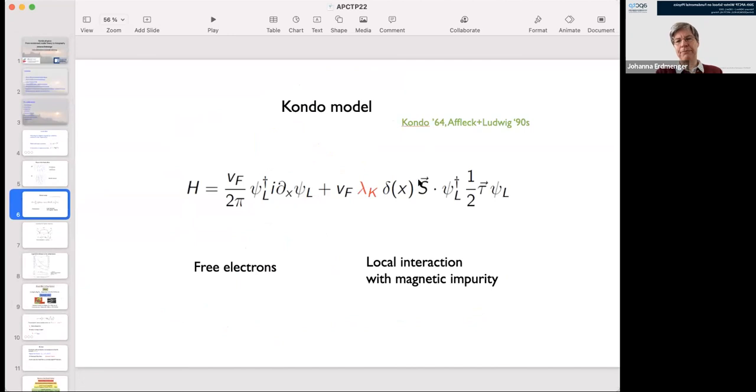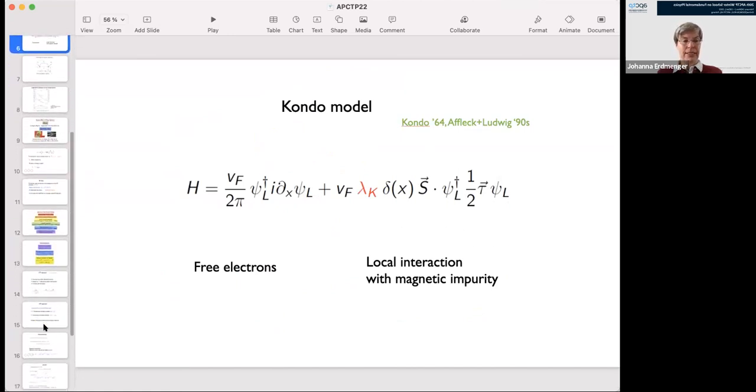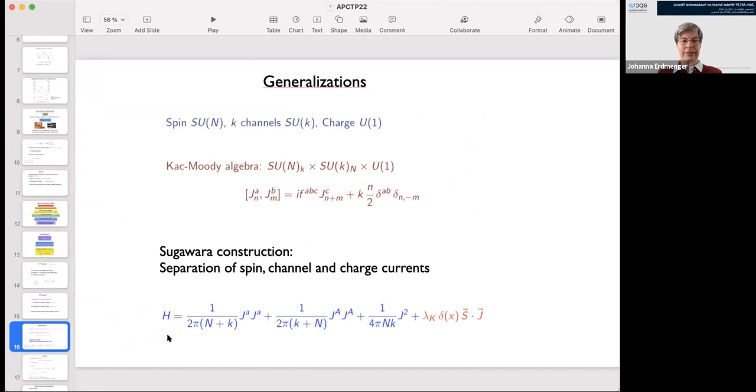But now I can take an SU(N) spin, and I take k flavors of these electrons, and I'm also aware that these electrons are charged. So this gives an extra U(1) symmetry. And then I can rewrite the Hamiltonians in terms of the currents. And this is done here.